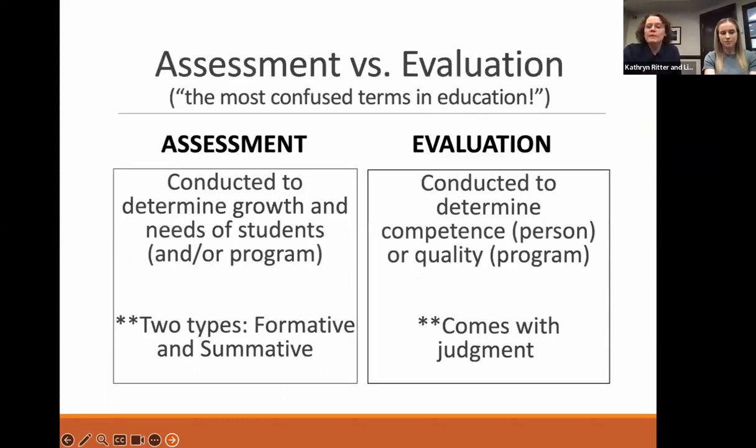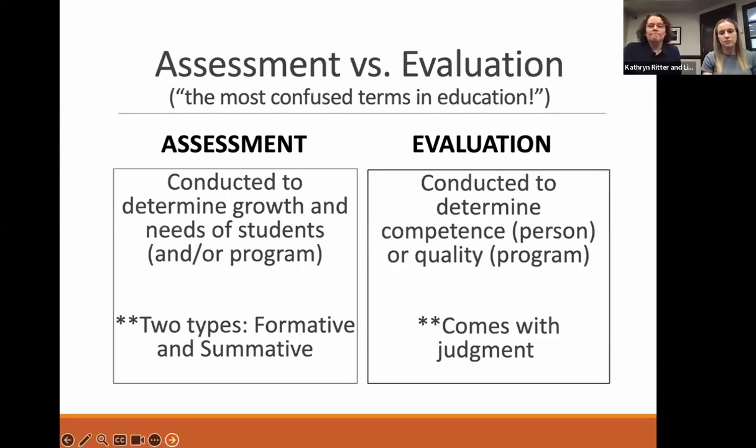So assessment and evaluation are probably the most confused terms in education, where people say one and mean the other. But the easiest way to think about it is that assessment is about growth of the student or the program, and evaluation is a judgment. So assessment is so that if I want to understand how you're doing today, I can give you information so you can be better tomorrow. That's assessment. That's for growth and progress.